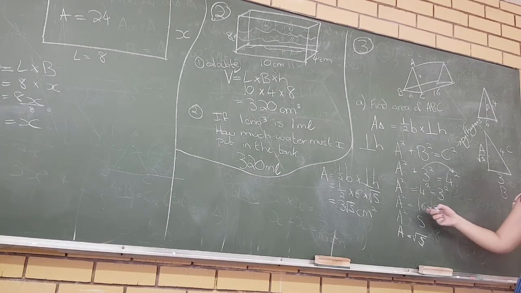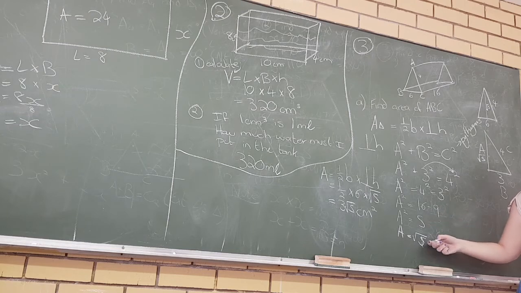So now I've got 16 minus 9. A squared is equal to 16 minus 9. 16 minus 9 is 5. Then I have to square root both of them, and I get an answer of root 5. Because if I take the square root of 5, my answer is root 5, and I just leave it like that. I don't need decimals. I can just leave it as root 5.